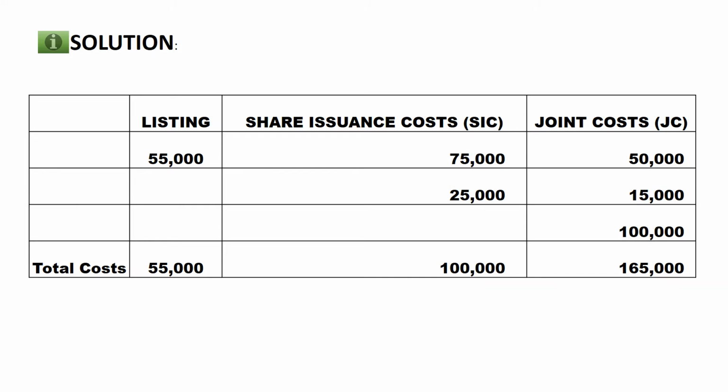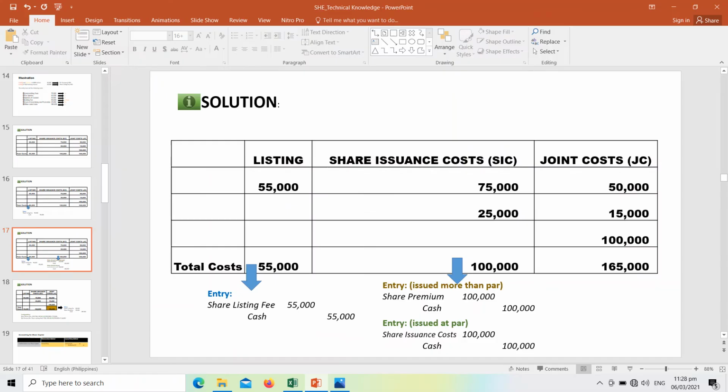So the total amount for share listing fee is 55,000, share issuance cost 100,000 and joint cost 165,000. The journal entry to record the listing fee is debit share listing fee and credit cash in the amount of 55,000. For the journal entry of share issuance cost, debit share premium and credit cash 100,000 if issued above par. If issued at par, debit share issuance cost, credit cash 100,000.